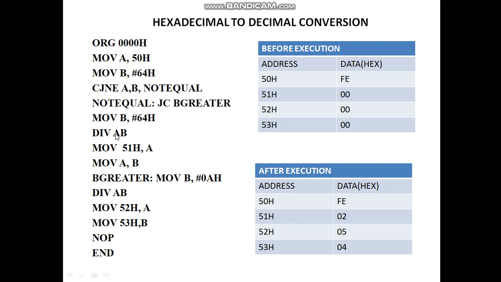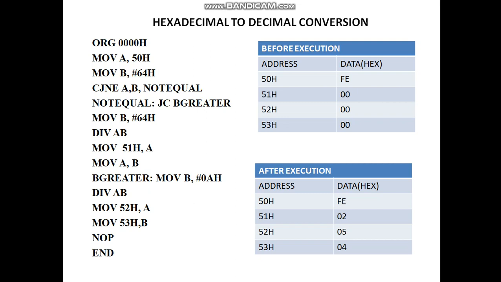DIV AB performs the divide A by B operation. In B you have 64H and in A you have FEH. Division operation is performed. The quotient is in A register and the remainder is in B register. Store the quotient in 51H location.